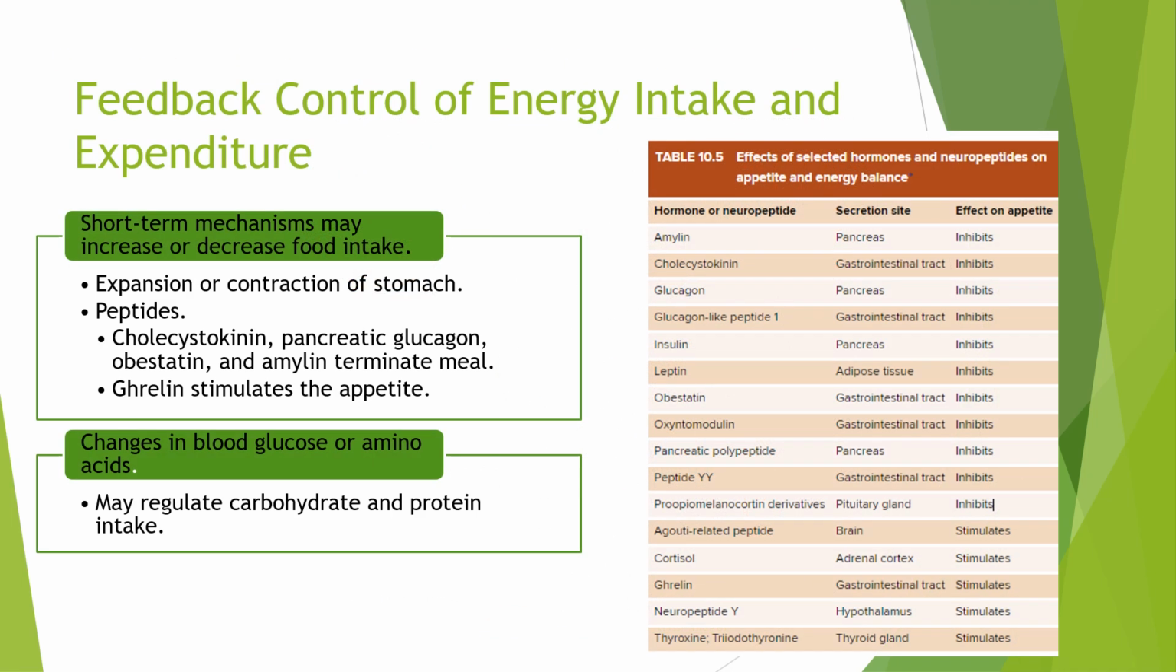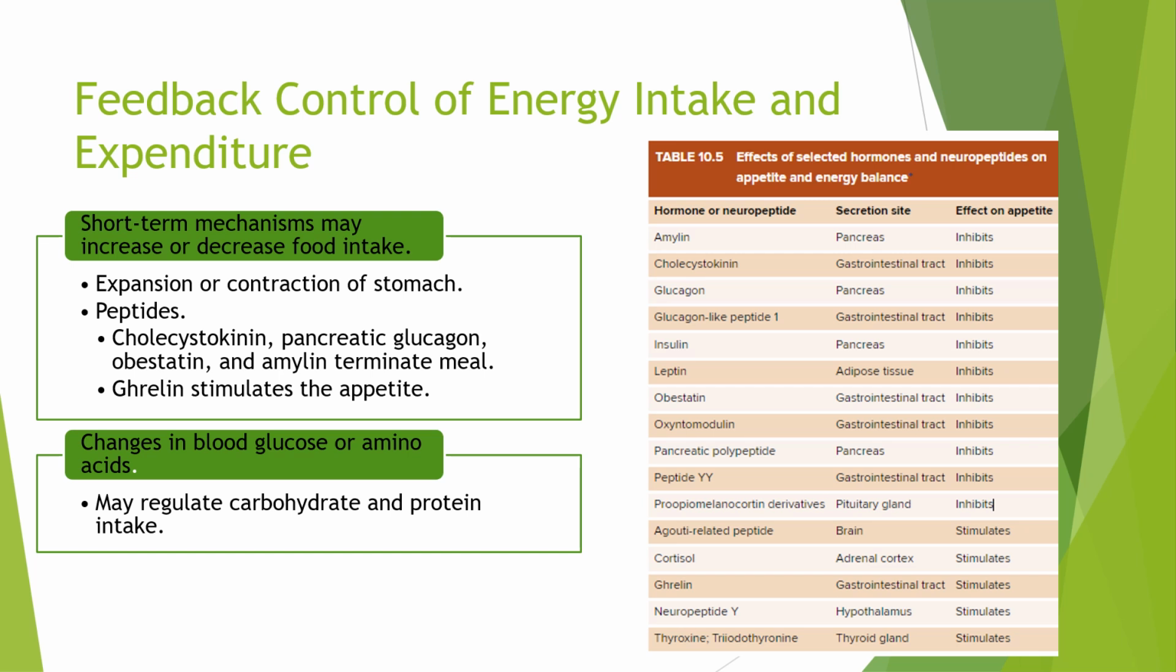The regulation of energy intake and expenditure involves several short-term mechanisms that either increase or decrease food intake based on immediate physiological needs and signals. The short-term mechanisms influencing food intake are based upon stomach expansion or contraction. So when the stomach is full, stretch receptors send signals to the brain to reduce the appetite and cause expansion. And when the stomach is empty, the absence of those stretch signals can increase hunger, causing contraction. Now, there are also peptides and hormones that are affected as well.